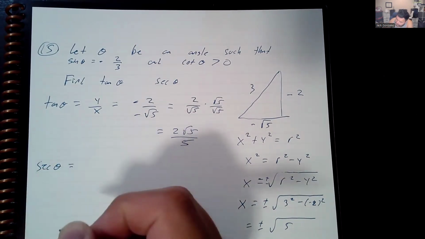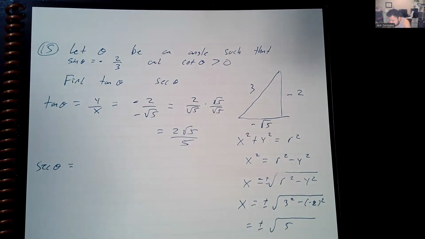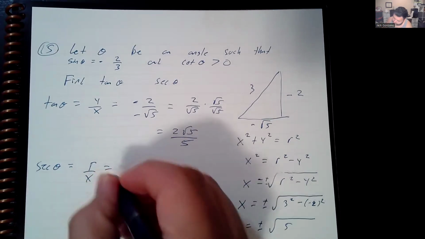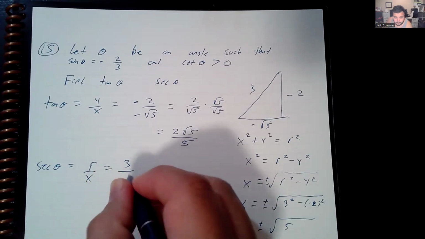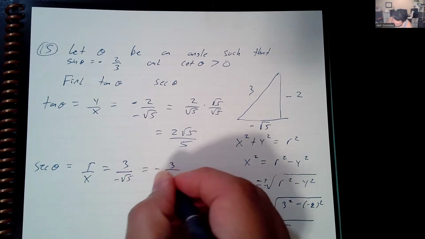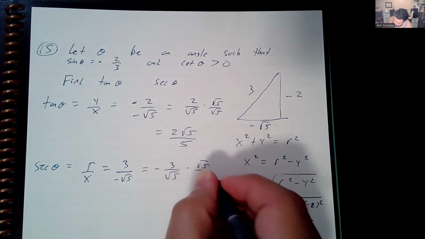Secant theta will be the reciprocal of cosine, which is also, let's see, the formulas, r over x, which is 3 over this root 5 thing again. So that becomes negative 3 root 5. We'll rationalize it, and we are done.